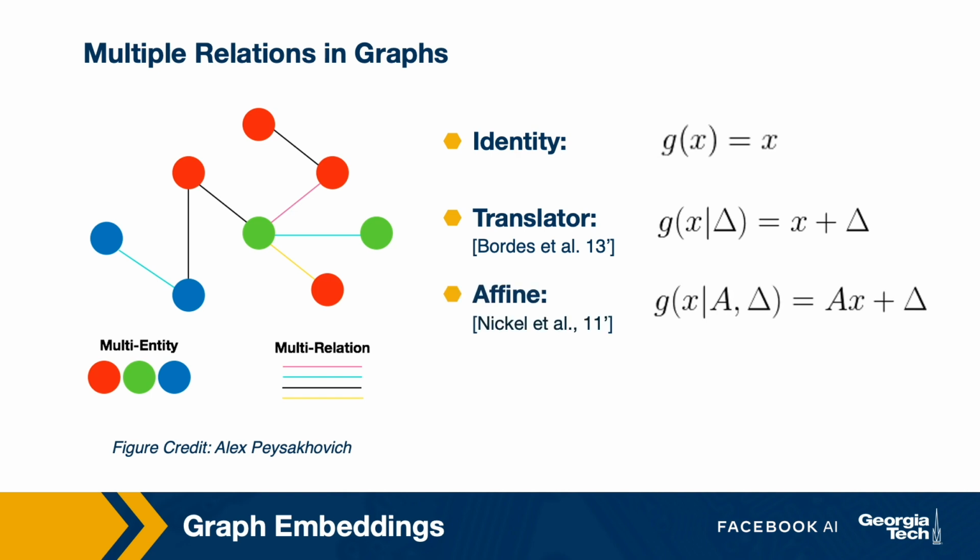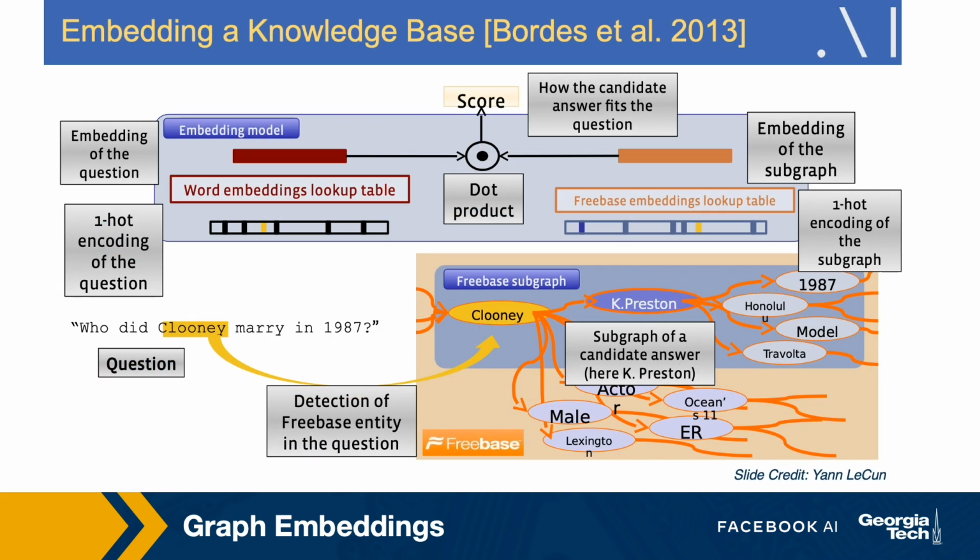13. We can also do an affine transformation, where we have a matrix A and a translator vector delta for each edge type, and we do multiplication of the matrix A and the node vector plus the translator. This is from Nickel et al. 11, where it allows more complicated transformation than the translator model. It also has more parameters to be learned. And then we could also have the diagonal transformation from Yang et al. 15, where we have a vector B for each edge type, and we multiply each dimension of B with the corresponding dimension of X.